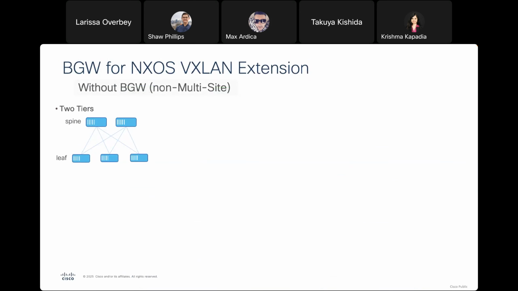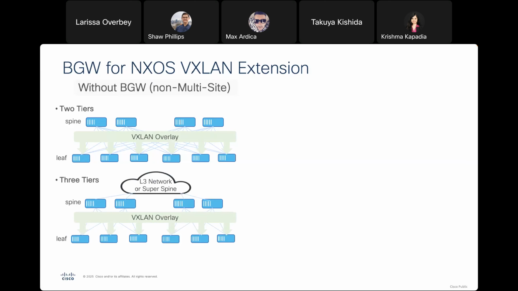So in a non-multi-site fabric where we need to extend an NX-OS fabric between two physical sites, we can add additional leaves and spines to the fabric. Now, depending on where these are located, there may be some cabling issues. They may be on different floors or different buildings. And also what we're doing is we're enlarging that VXLAN domain as we expand with additional leaves and spines. And that might introduce some scalability concerns.